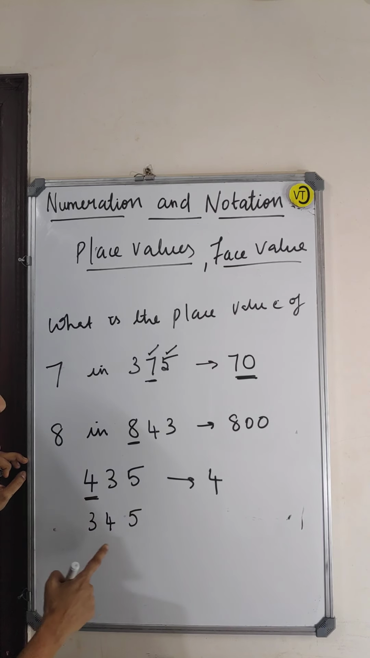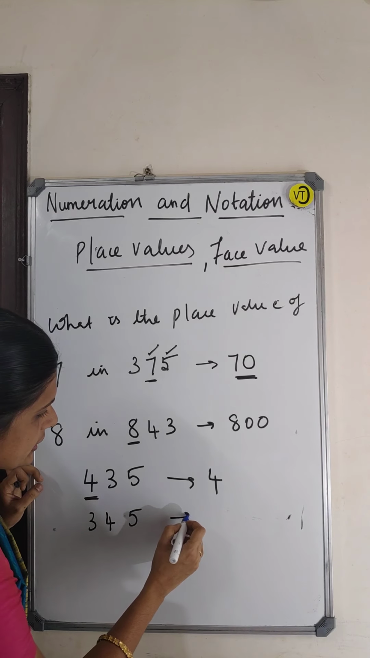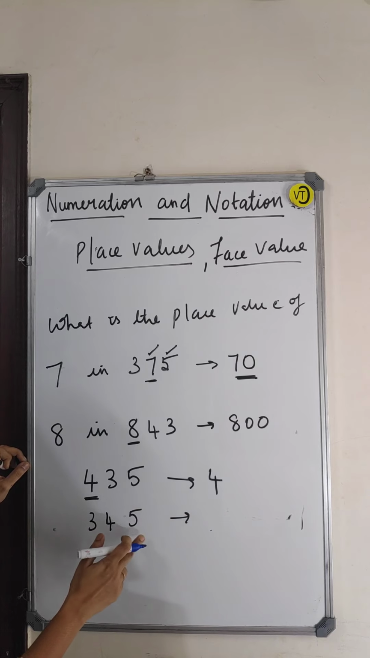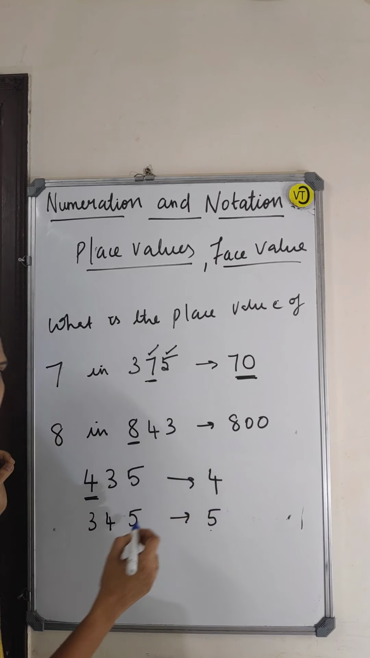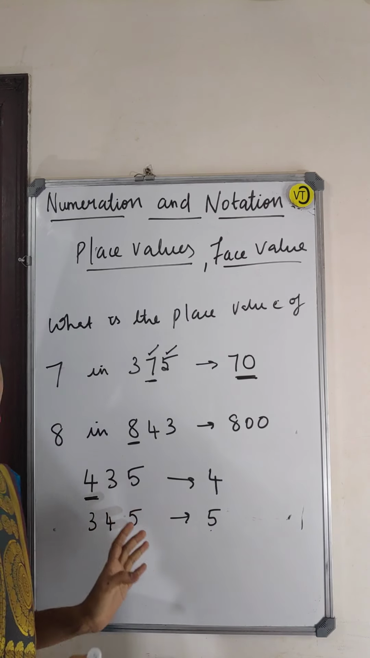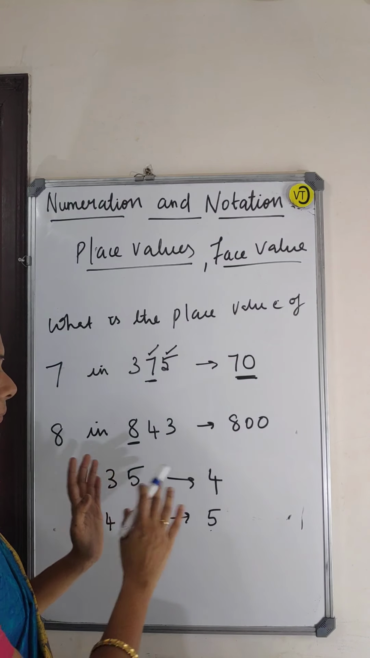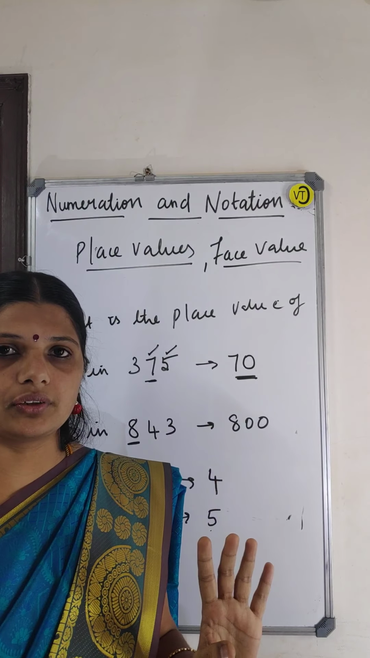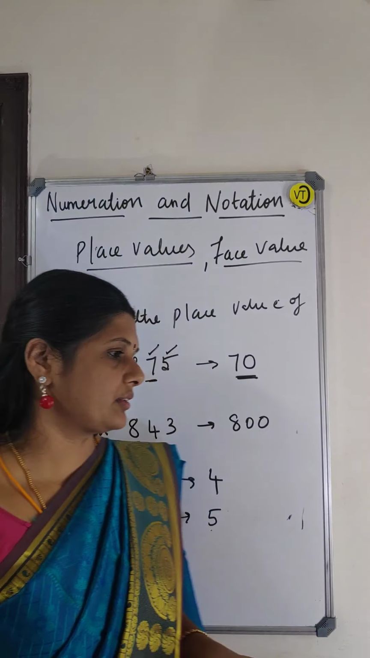What is the face value of 4 in 345? 4 only. Or what is the face value of 5 in 345? 5 only. Don't take the place value. Face value is different. Only the number you have taken, right? That's it, over. Face value is very easy.